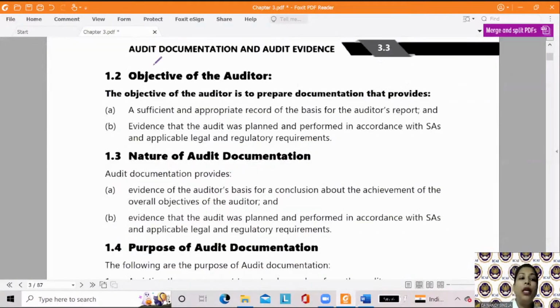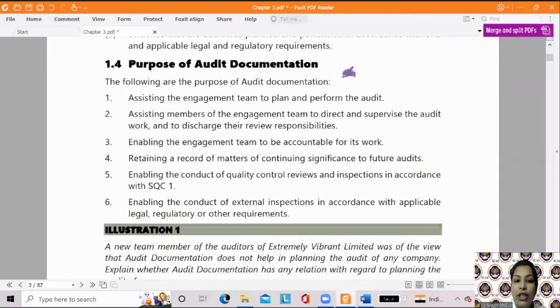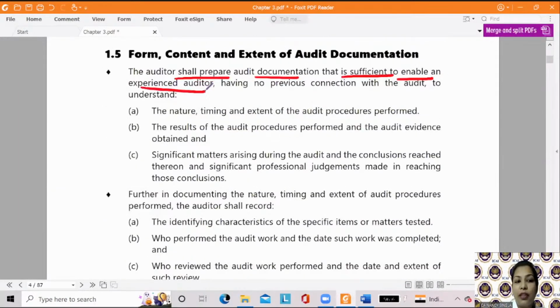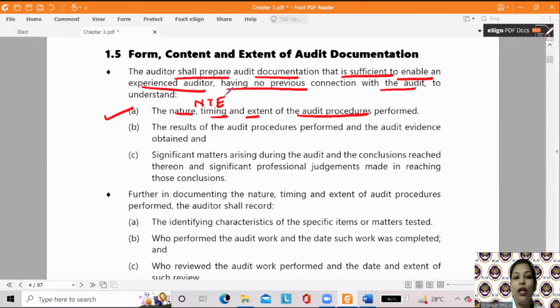Form content. The auditor shall prepare audit documentation that is sufficient to enable an experienced auditor having no previous connection with the audit to understand the nature, timing and extent of the audit procedures. What is nature, timing and extent, popularly known as NTE of audit procedures? We will discuss it later on. For now, try to understand: which kind of audit procedures, at what time, and to what extent the checking was done. All of that about the audit procedures, the experienced auditor should be able to understand.